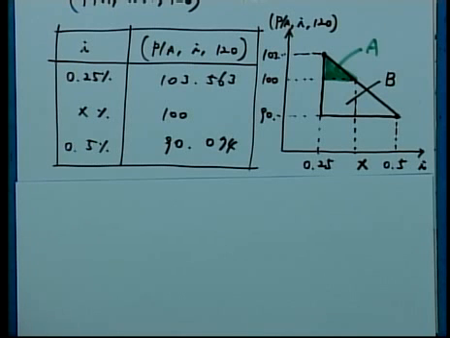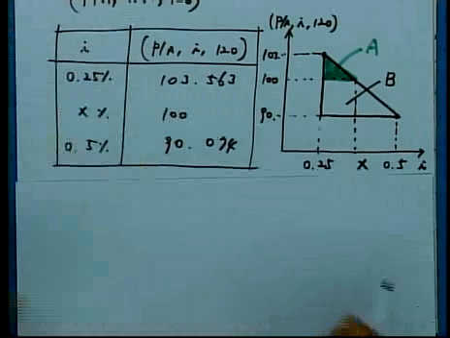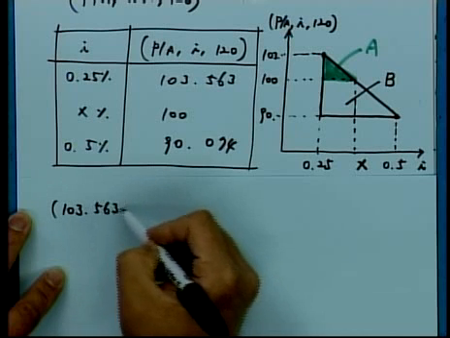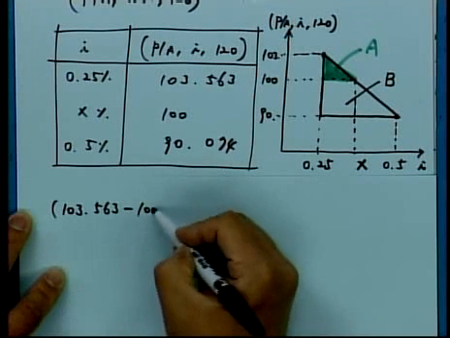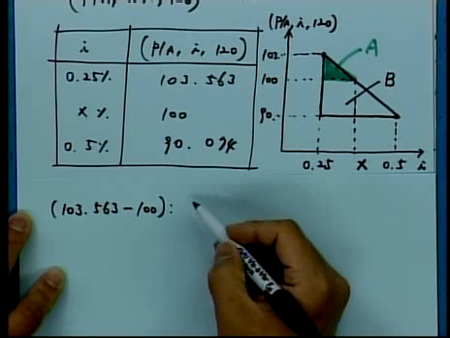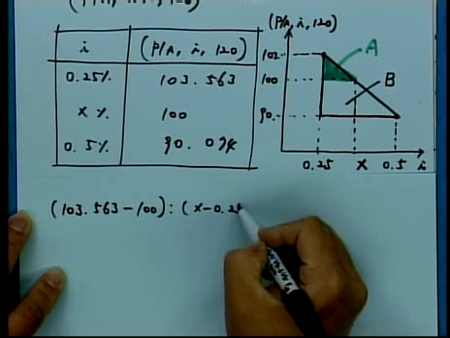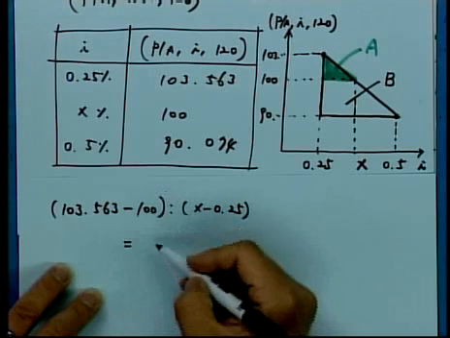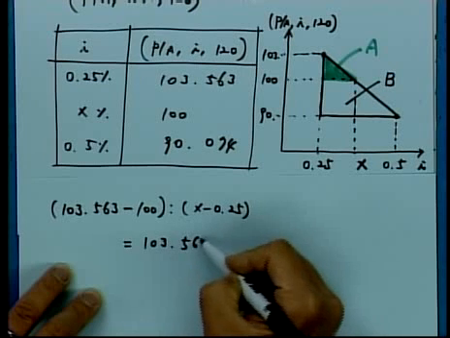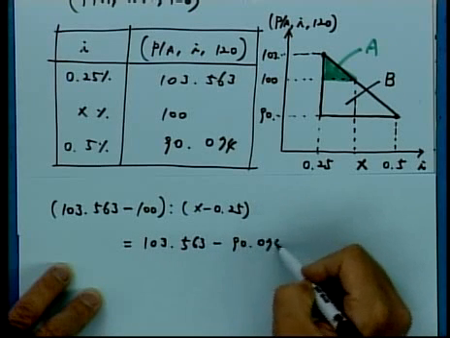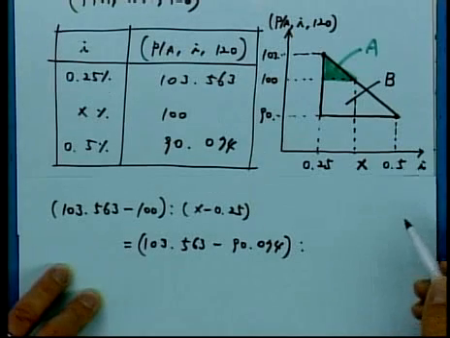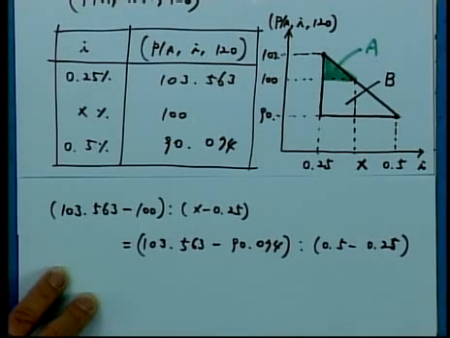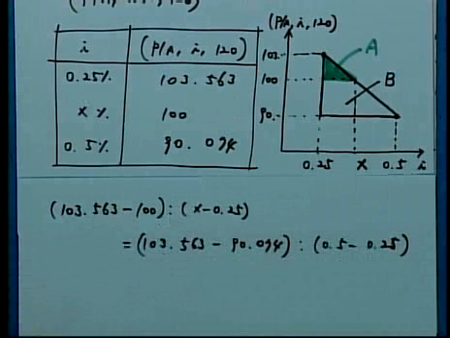So height of A, which is 103.563 minus 100, versus base of A, that is x minus 0.25, equals the height of B, which is 103.563 minus 90.074, versus base of B, which is 0.5 minus 0.25. The inner product equals outer product.